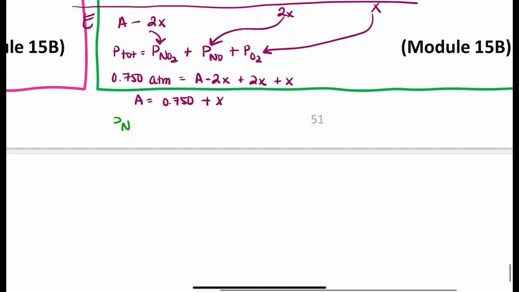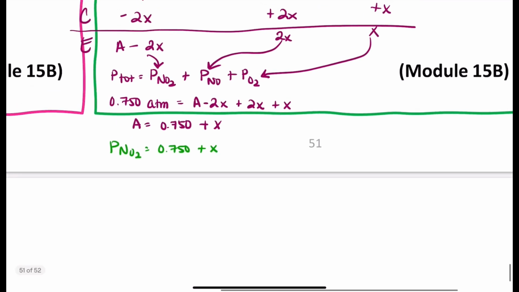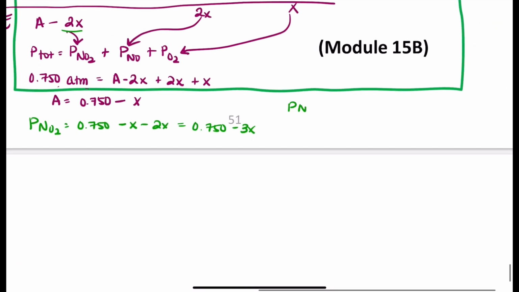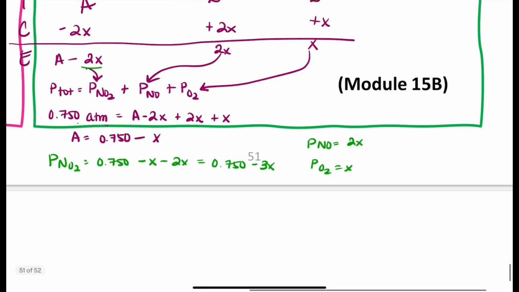So the pressure of NO2 is 0.75 minus x, minus 2x at equilibrium. Sorry, that is a minus right there because I isolated it. Basically, I had to subtract x from both sides, so I subtracted it from the 0.75 to isolate the A. This gives me, at equilibrium, the partial pressure of NO2 as 0.750 minus 3x. The partial pressure of NO is still 2x, and the partial pressure of O2 is just x. Those are the equilibrium pressures based on the table above. Just a little bit of algebraic manipulation there.